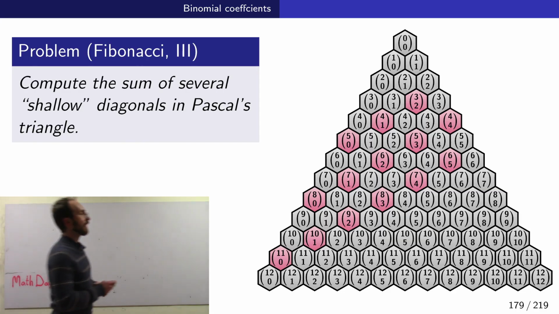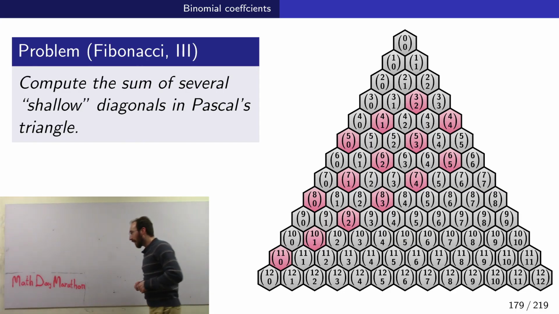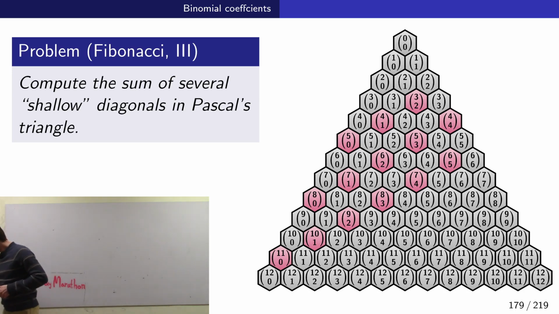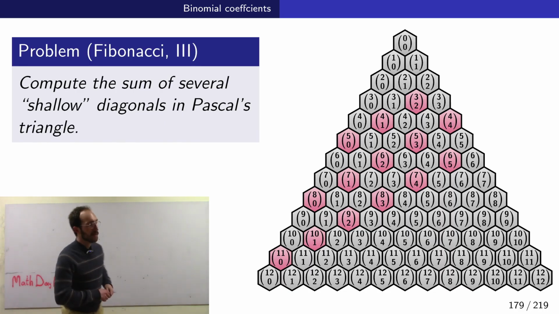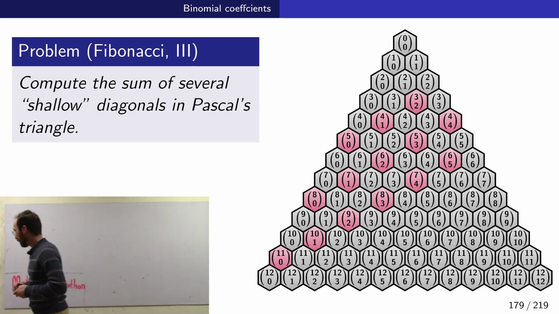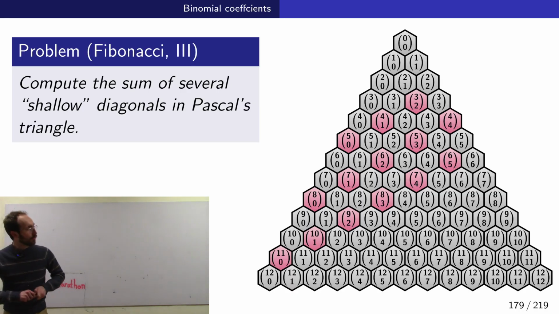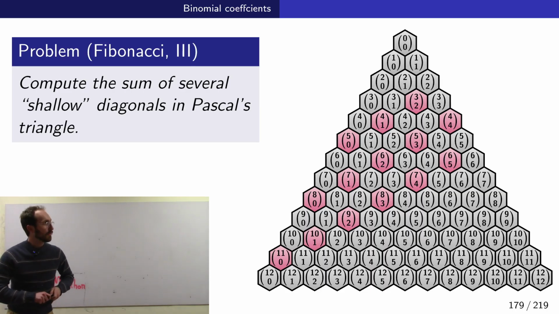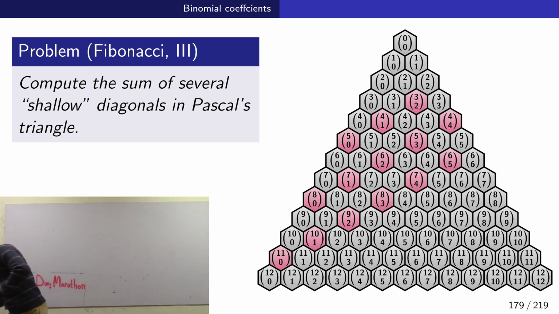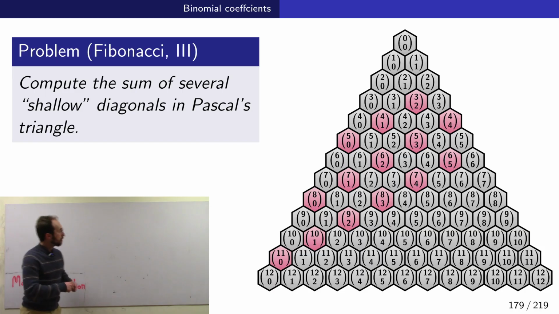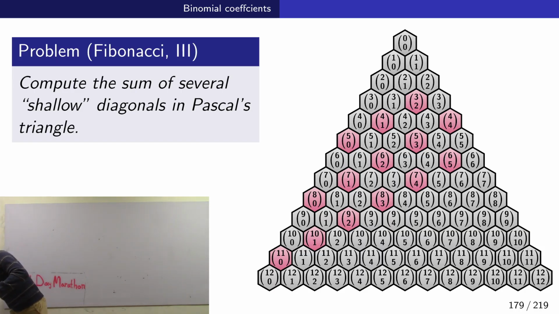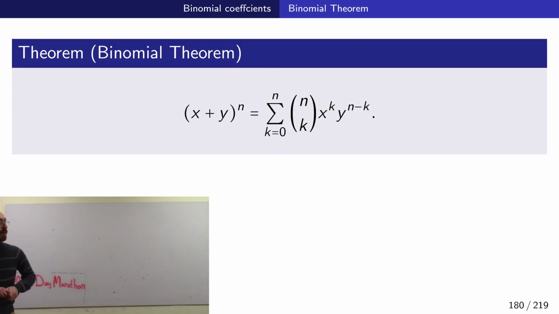It turns out if we add these shallow diagonals of Pascal's triangle, we end up with the Fibonacci numbers. And it's kind of cute that the way we can prove that this holds is just by using Pascal's identity on two shallow rows and getting a third shallow row. I'm going to leave that to the interested viewer to investigate. But I want to get to this.